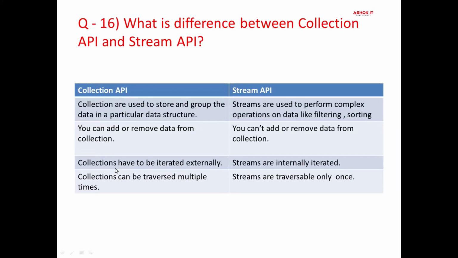In collection API, collections have to be iterated externally, and we can use iterator or list iterator to iterate elements from a collection, whereas streams are internally iterated. In collection API, collections can be traversed multiple times, but in stream API, the streams are traversable only once. These are some differences between collection API and stream API.